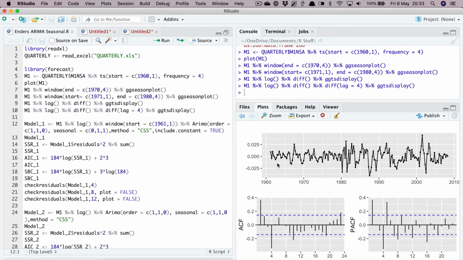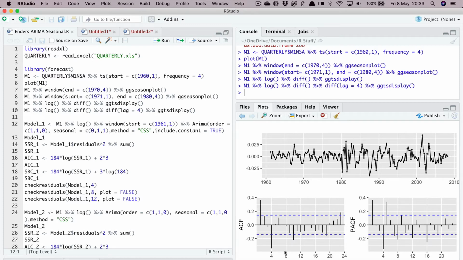And in fact, many texts recommend doing seasonal differencing first, because that may actually be sufficient to create a properly stationary series. Enders does it the other way around from how I've done it here: he takes the normal first difference first and then the seasonal difference. But whichever way around you do it, you'll end up with this data set here.